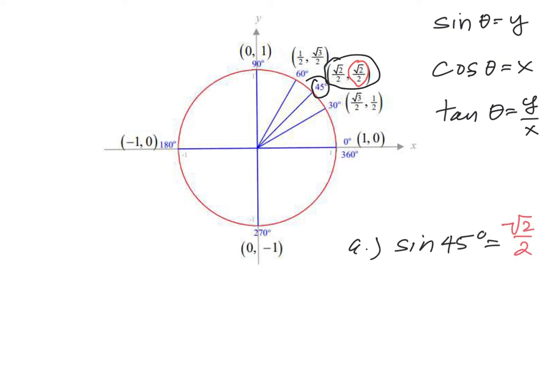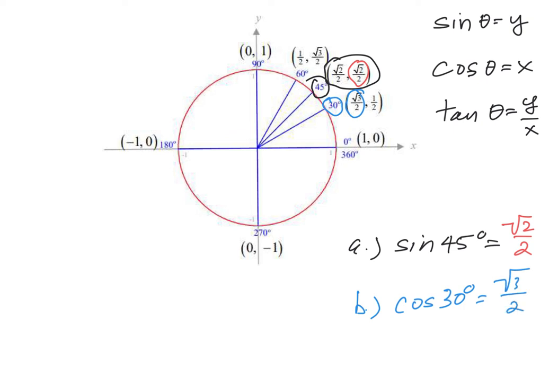This will be provided for you on the test, obviously, this little circle right here. Okay? Then if we go back to the diagram here, here's 30 degrees. It says here, cosine of theta is equal to x. So when cosine of theta equals x, here is the x value. So part B, cosine of 30 degrees is equal to square root of 3 over 2.